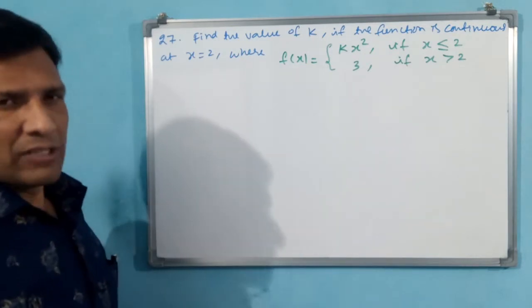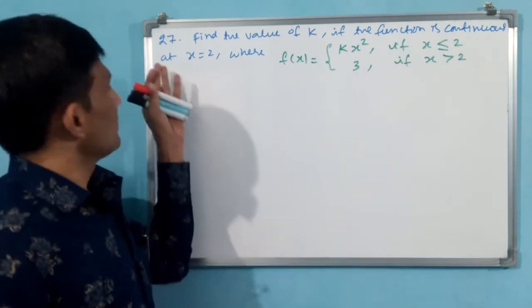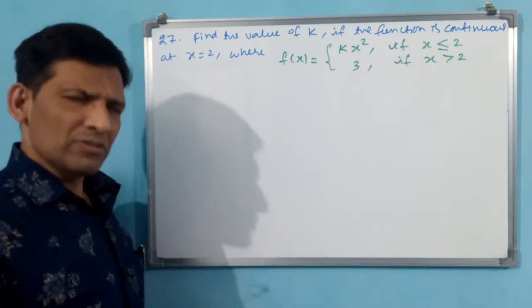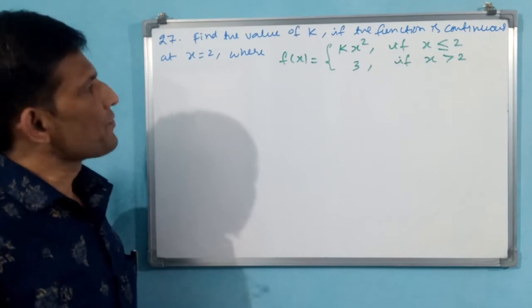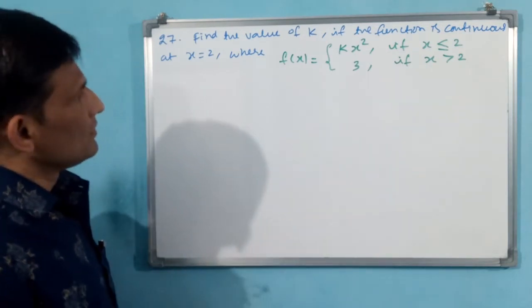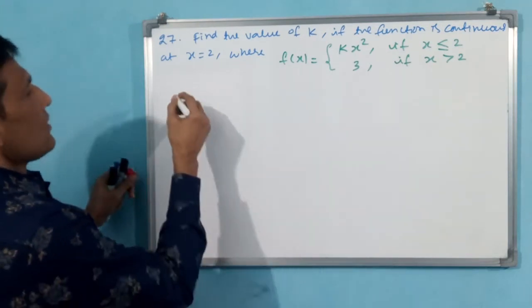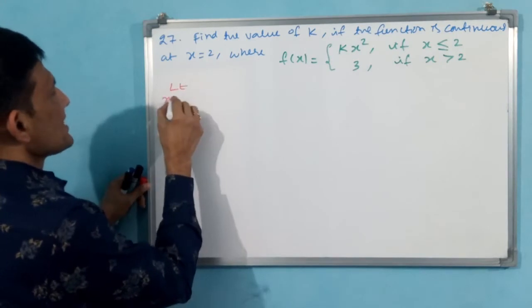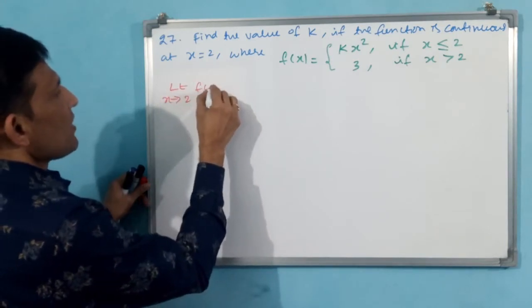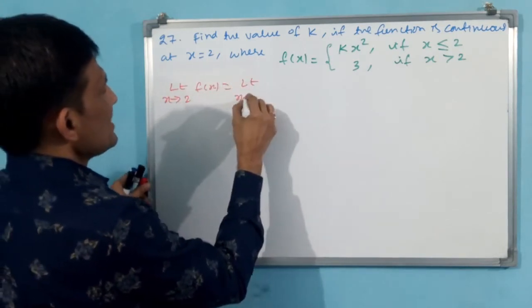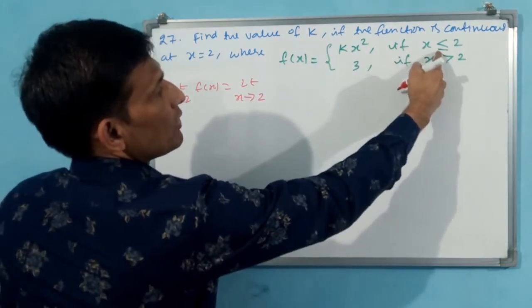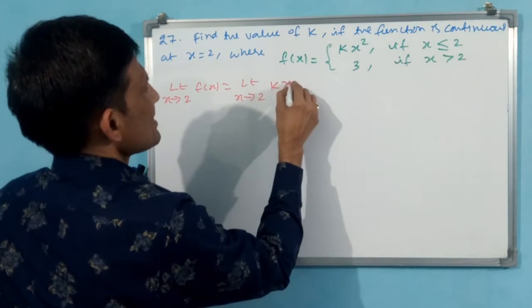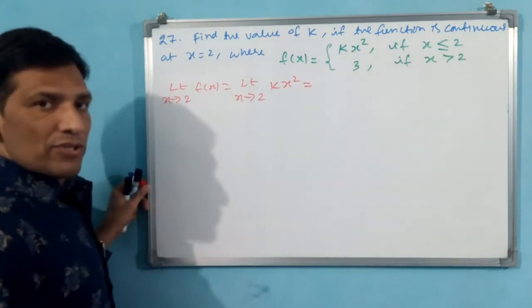Okay, steps and all you write. Why? Because already you have come to more than 20 questions, all steps I have written earlier. Like that you continue the steps. Okay. See what I am writing now. Limit x tends to 2 f of x is equal to limit x tends to 2, see, at x tends to 2 equal to kx square. Is it okay? Definitely okay.